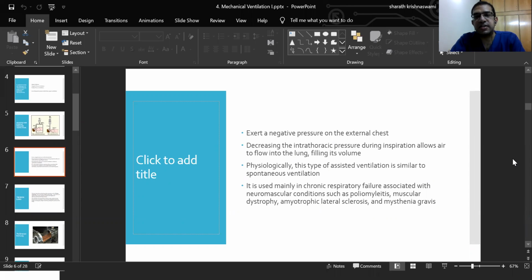Negative pressure ventilator exerts a negative pressure on the external chest. This decreases the intrathoracic pressure during inspiration and allows air to flow into the lungs, filling its volume. This is similar to what happens while a patient is spontaneously breathing. The negative pressure ventilation is used in chronic respiratory failure patients or patients who are suffering from poliomyelitis, muscular dystrophy, amyotrophic lateral sclerosis, or myasthenia gravis.